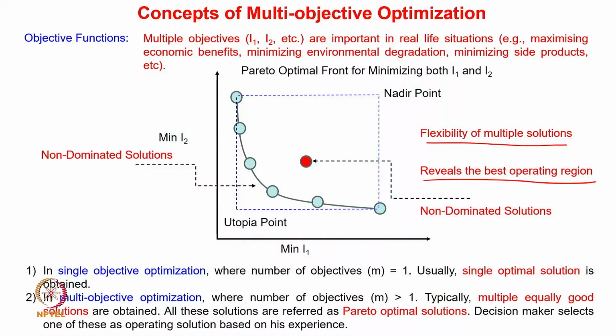So clearly, multi-objective optimization gives multiple equally good solutions. These are referred to as Pareto optimal solutions. When we are looking at a single objective optimization, we typically get one single solution as an optimum solution. Okay.